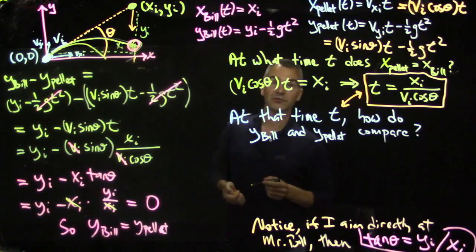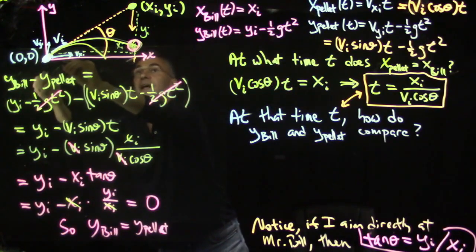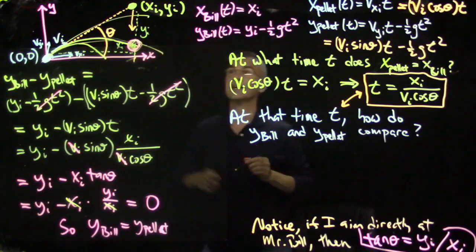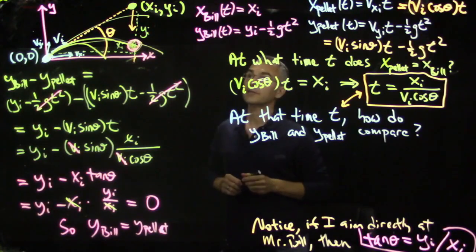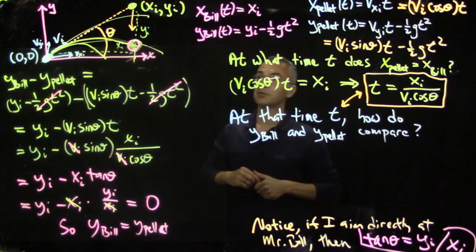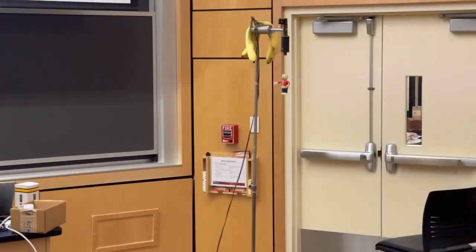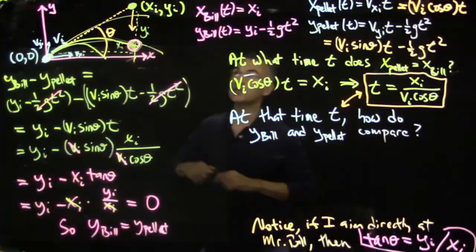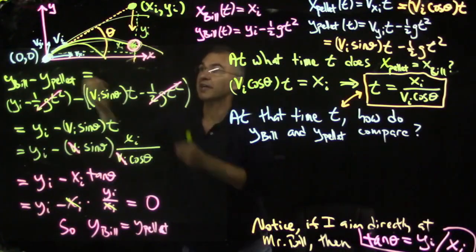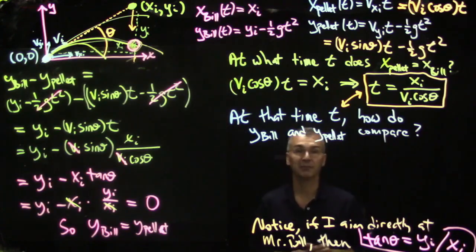That doesn't make sense. The equations don't know that the floor is there. But as long as I shoot it with a high enough speed that it makes it past this line of Mr. Bill's travel before hitting the floor, then I claim we will have a direct hit between the pellet and Mr. Bill, as long as Mr. Bill lets go of his tree branch at the same time as I fire the pellet through the air. So let's see if it works out that way in the video clip.